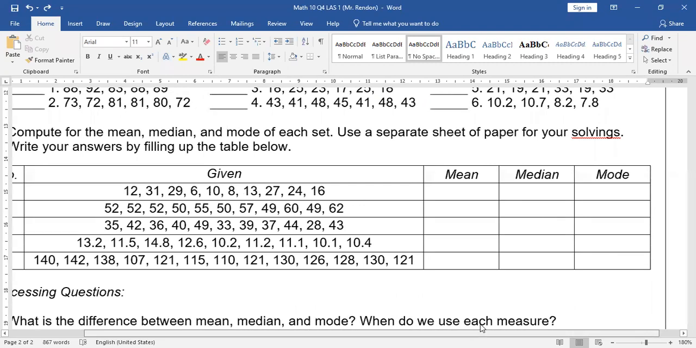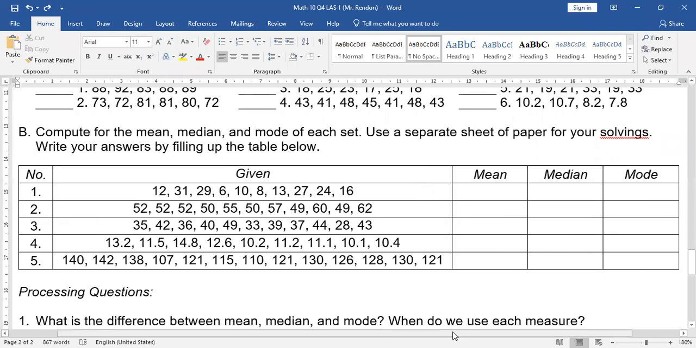Okay, 2 activities lang. Yes, Pearl? Do we have to submit the solving for the activity, sir? No need. It's for your own consumption. And again, you can do this with your calculators.